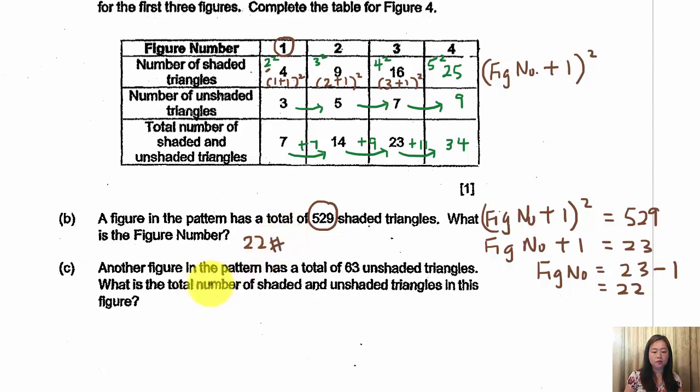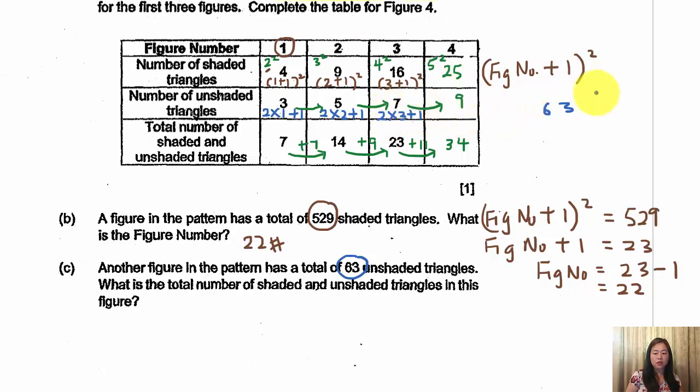And let's look at C now. 63 unshaded triangles. So the unshaded triangle is 63. So how to find the total? Notice that if we try to use 2 multiplied by 1 plus 1, we will get 3. So 2 multiplied by 2, which is 4, plus 1, we will get 5.